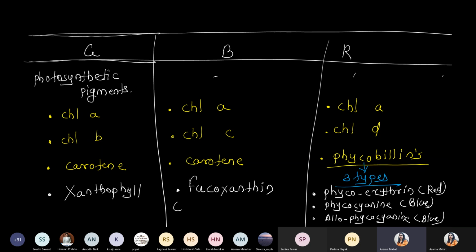Similar to xanthophyll, but the name changed because in case of brown algae we are taking the example of Fucus. Yes, Fucus. So from Fucus, that name is derived. That name is called fucoxanthin. So again, these are a similar type of xanthophyll. Got it?